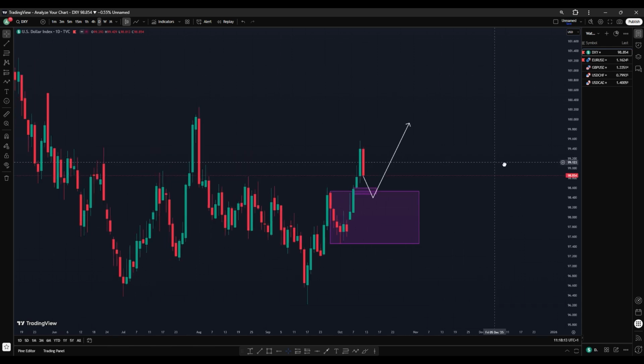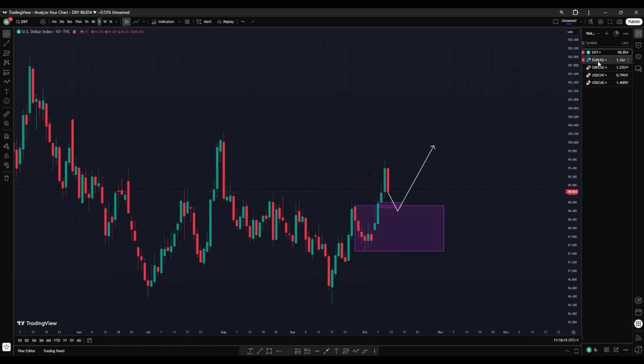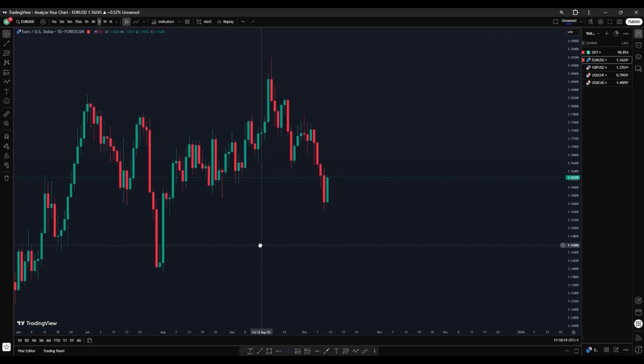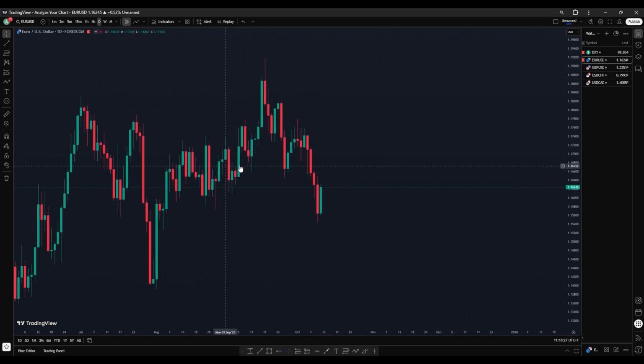Now, with that in mind, if you transition to the Euro USD charts, you're going to be seeing the opposite of the analysis that we just did on the dollar index. If the dollar index is strong, Euro USD is going to be weak, right? So, with that in mind, you can see we have the Euro USD chart right here, and as you can see, we are in a bearish trend. So we have a bullish dollar index that is going to be having a bearish Euro USD chart.